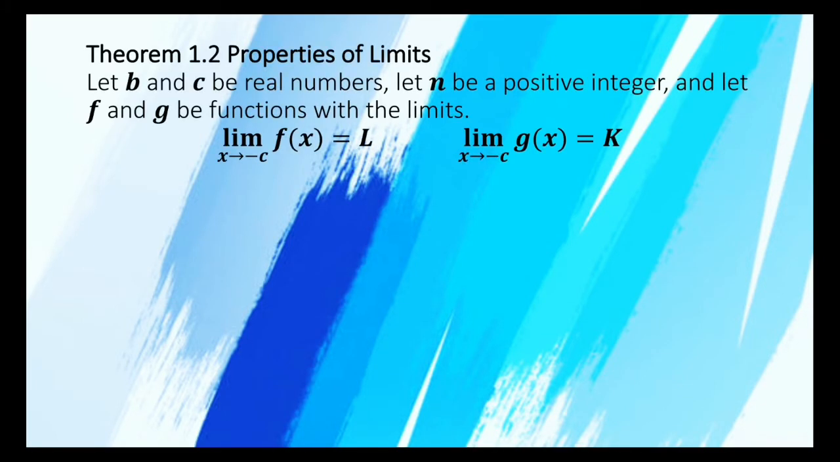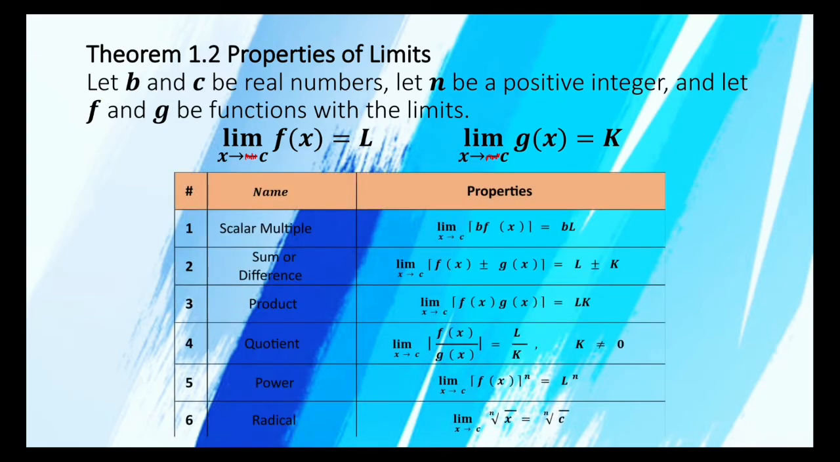Another theorem is theorem 1.2, which covers the properties of limits. For this one, let b and c be real numbers, let n be a positive integer, and let f and g be functions with limits. The limit of f as x approaches c is L, which doesn't necessarily have to be negative. The same way, the limit of g as x approaches c is equivalent to K. It can be any constant c.